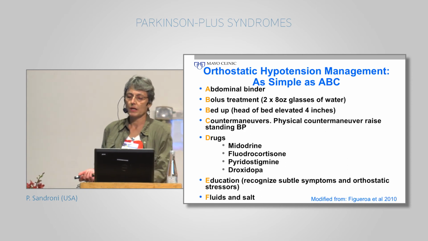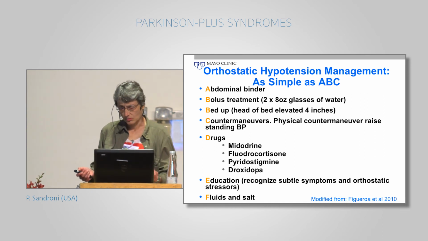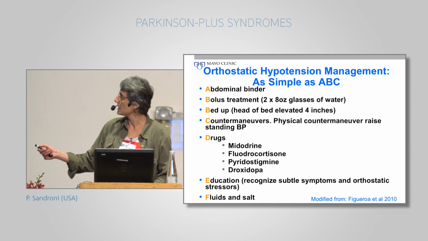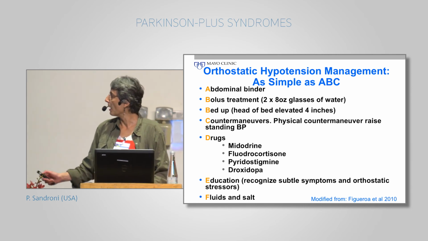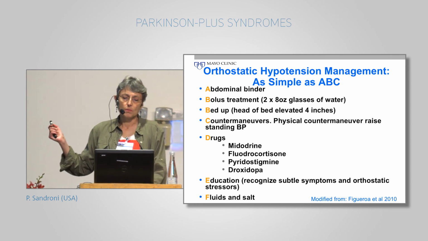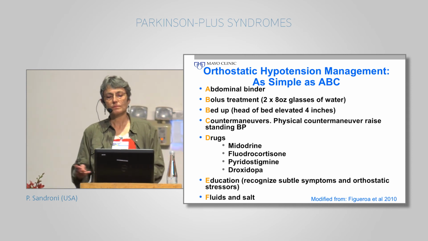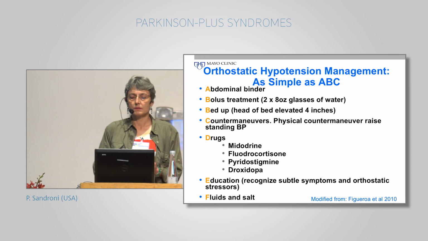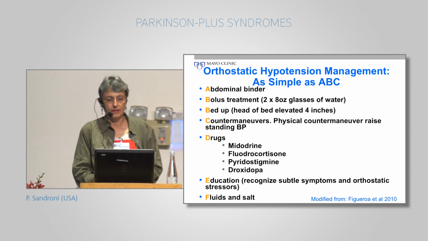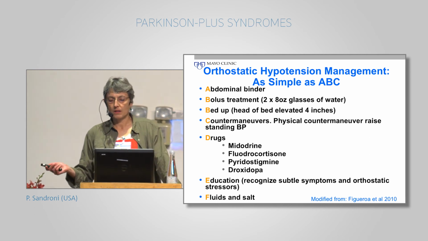So orthostatic hypotension is probably the most problematic from the autonomic symptoms. And if you like ABCD kind of mnemonics, look at the paper by Dr. Figueroa I did a few years ago. So the management, you start always with non-pharmacological options first. Abdominal binder, increase fluid, increase salt, elevate the head of the bed, work with physical counter maneuvers, and then medications.